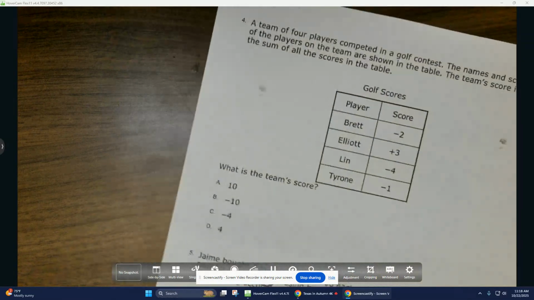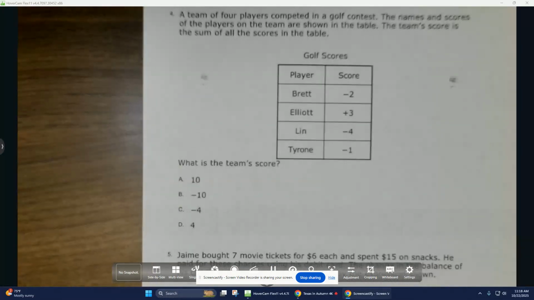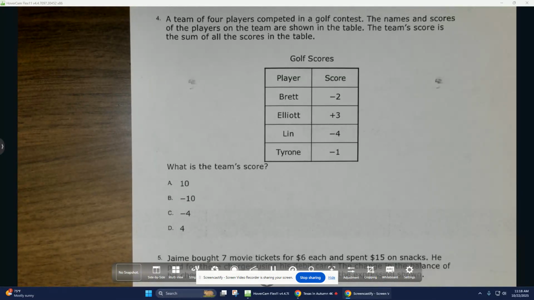All right, number 4. A team of 4 players competed in a golf contest. The names and scores of the players on the team are shown in the table. The team score is the sum of all the scores. What is the team score?